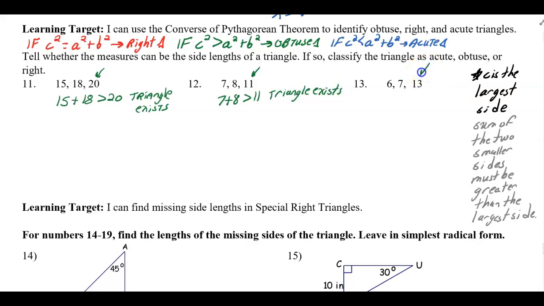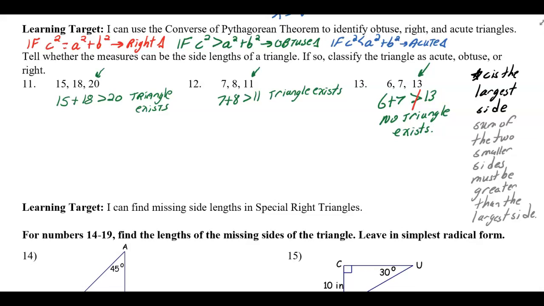And if I look at problem 13, 13 is the largest side. 6 plus 7 is not bigger. So I'm going to draw that red line. Is not bigger than 13, so no triangle exists. This was a review from first semester.